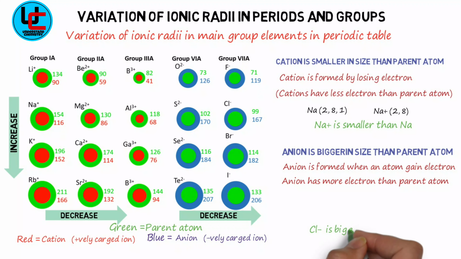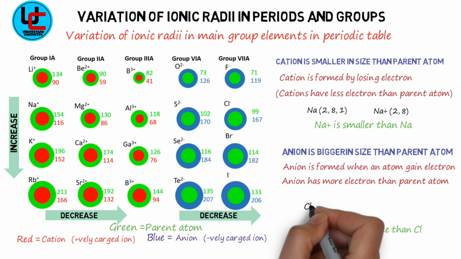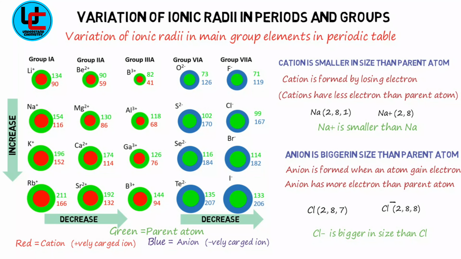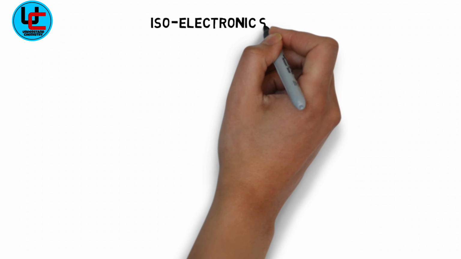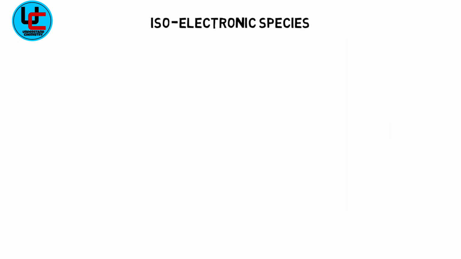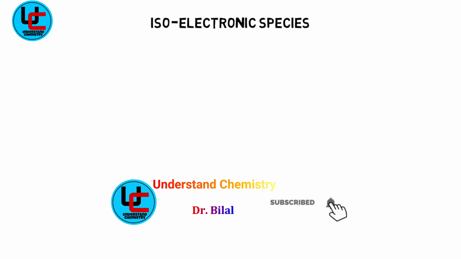For example, the chlorine ion is bigger in size than chlorine for this reason. Now let us compare ionic radii of another set of ionic species that have a different charge but the same electronic configuration. These species are called isoelectronic species or isoelectronic ions.